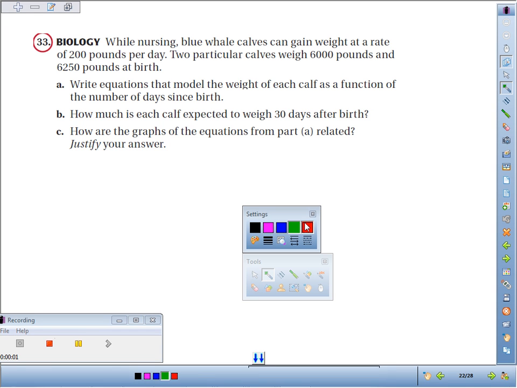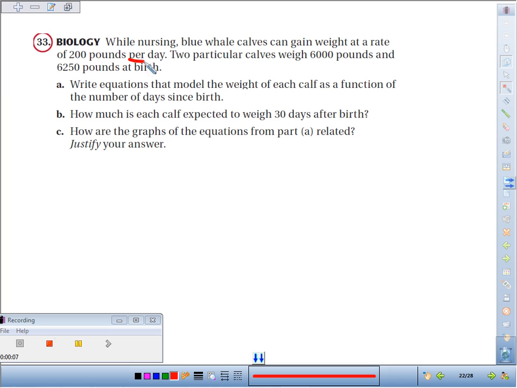Number 33, while nursing, blue whale calves can gain weight at a rate of 200 pounds per day. Per is our key word. There's going to be our slope. Two particular calves weigh 6,000 pounds and 6,250 pounds at birth. Those are big babies. Write equations that model the weight of each calf as a function of the number of days since birth. So let's take the first calf.